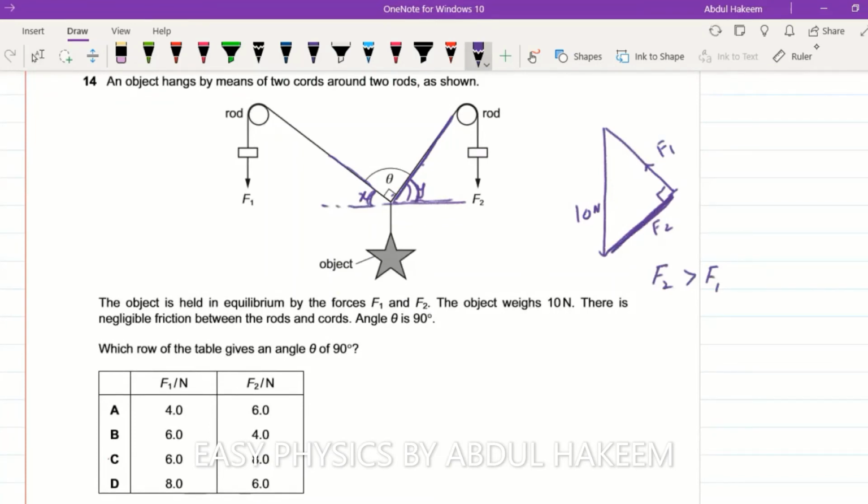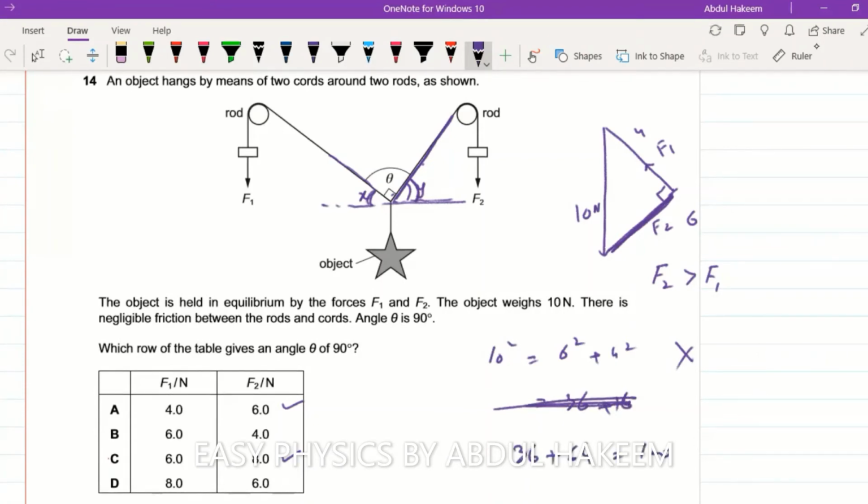So the options are greater than this and this. Okay. Suppose we assume this is A. This is 6 and this is 4. Now we try the Pythagoras theorem. So 10 squared is equal to 6 squared plus 4 squared. So this is not possible. Look, 36 plus 16 is not 100. So move to this C. 36 plus 64 is 100. So hypotenuse squared equals perpendicular squared plus base squared. So the answer is C.